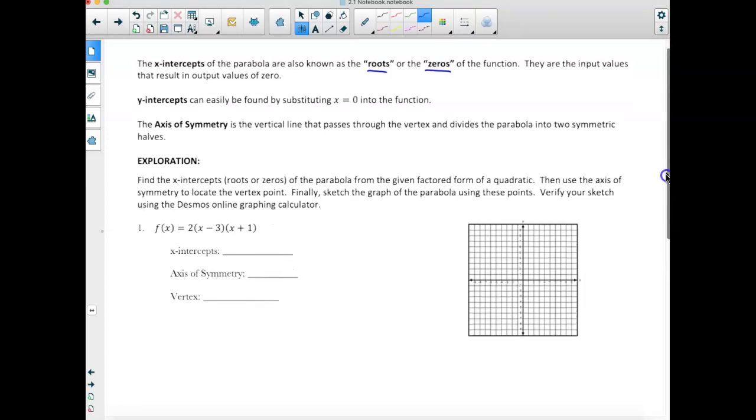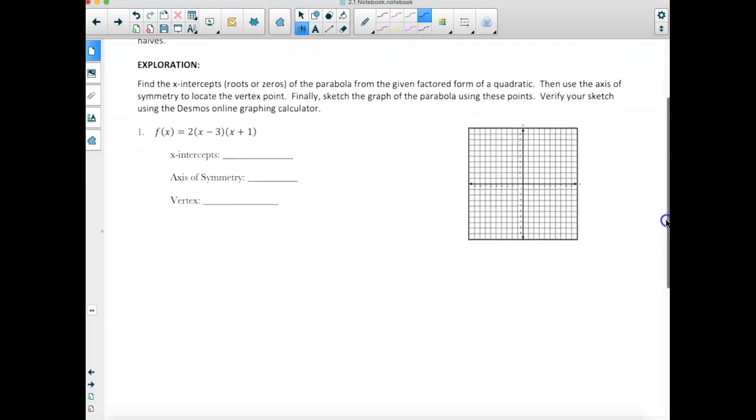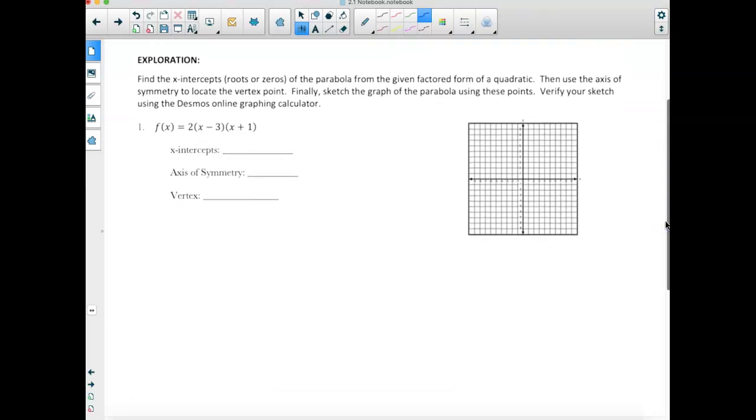So here we're going to explore. We're going to graph 3 problems here quick, okay? How are we going to graph them? We're going to first find the x-intercepts. After we find the x-intercepts, then we're going to find the axis of symmetry. And once we find the axis of symmetry, we will locate the vertex. Once I find these 3 points, these are the 3 most important points in a parabola. Therefore, I would be able to make a good sketch for that parabola with only 3 points.